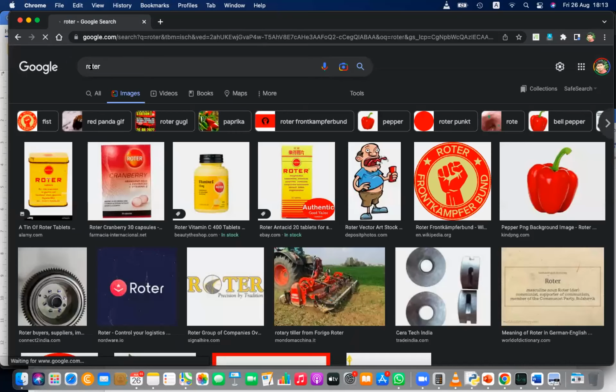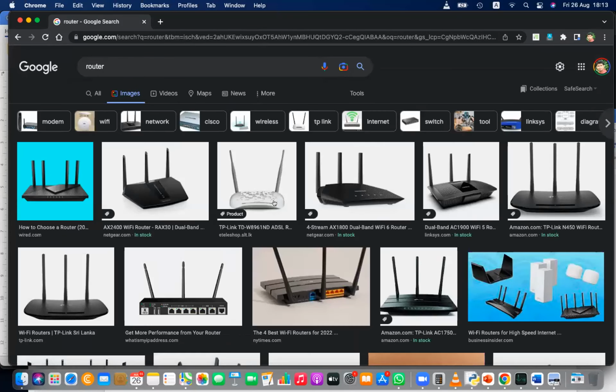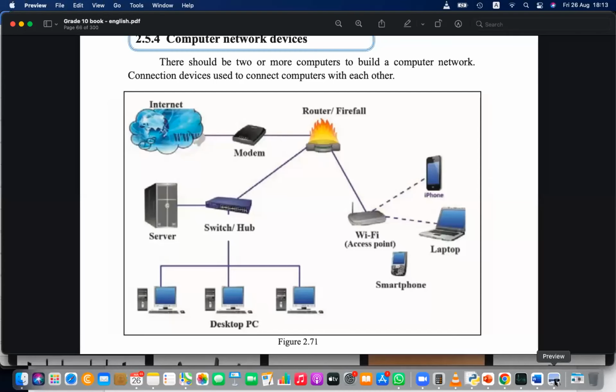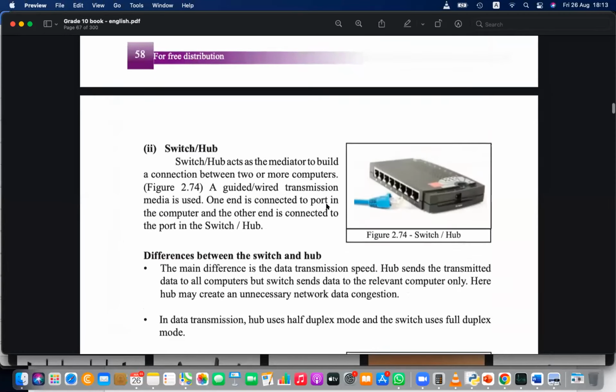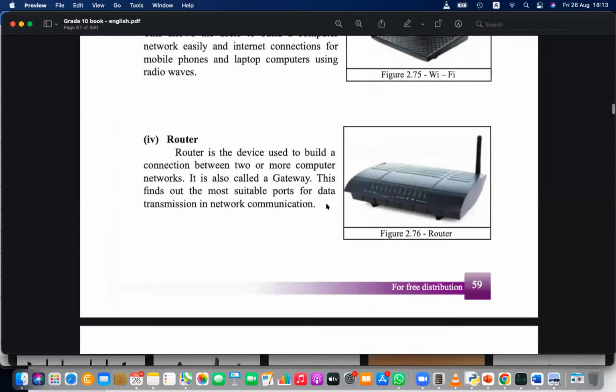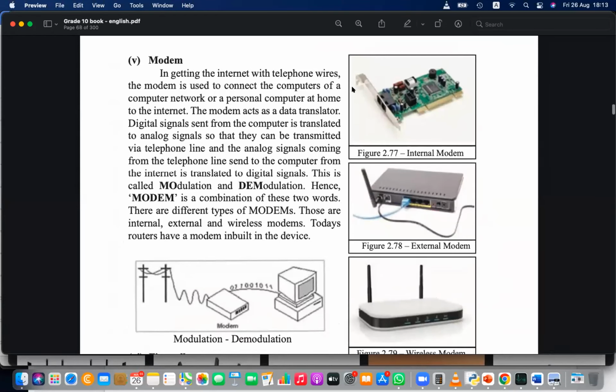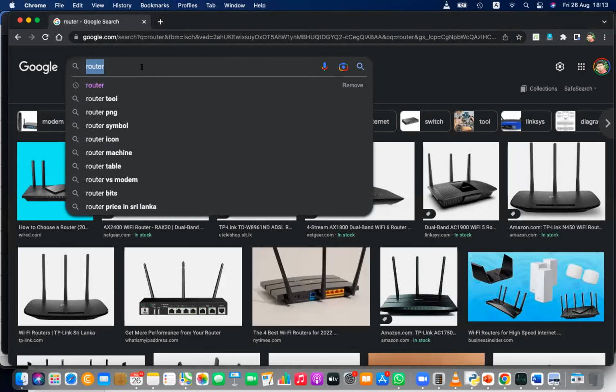The modem is just converting analog to digital and digital to analog. That was the only task done by the modem: modulating and demodulating. Modulating is converting analog to digital. Demodulating is converting digital to analog. So that was the conversion.